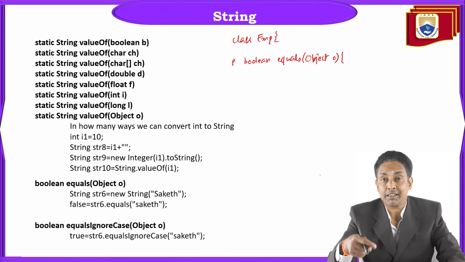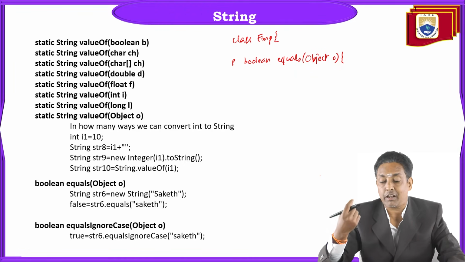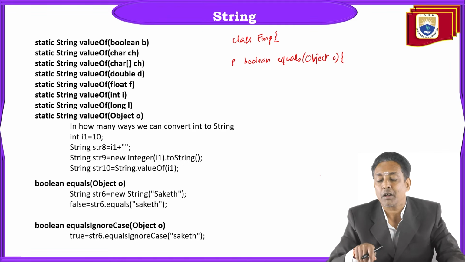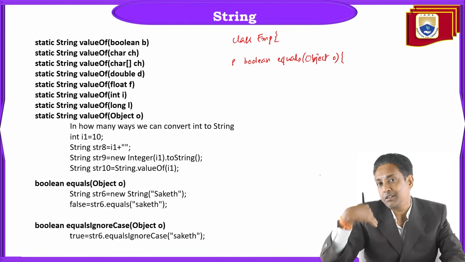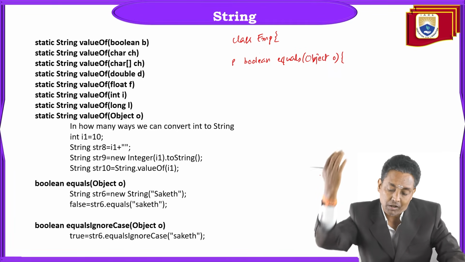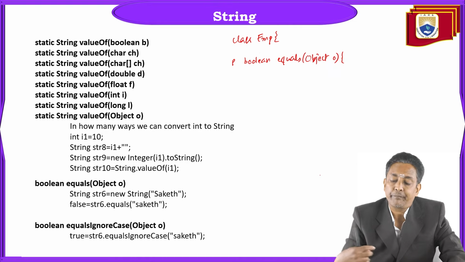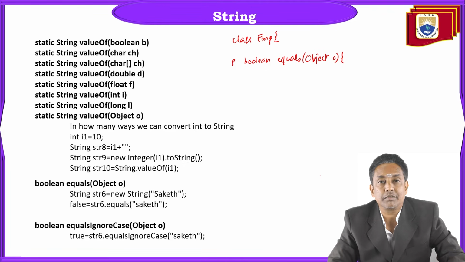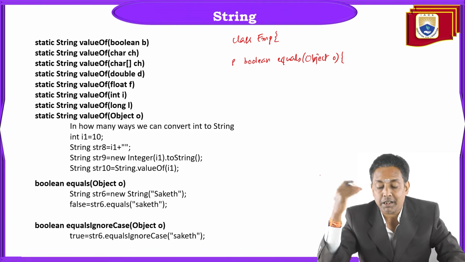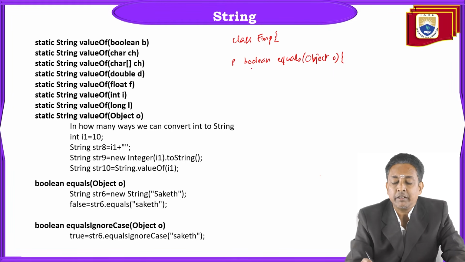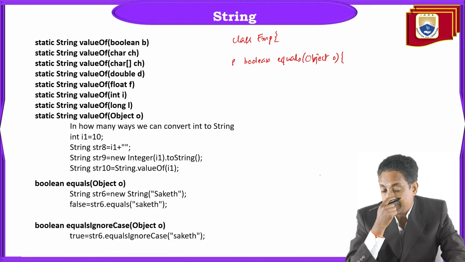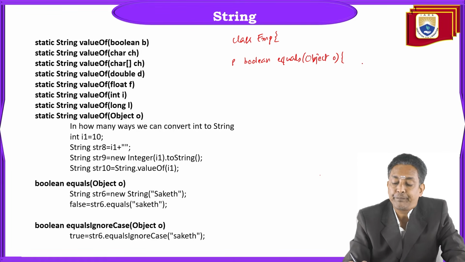In employee class, we are overriding equals method. Equals method is coming from the object superclass, the supermost class, java.lang.Object. From that we are getting equals method, and that superclass method we are overriding here. So that's why the signature of the equals method is public boolean equals(Object o).